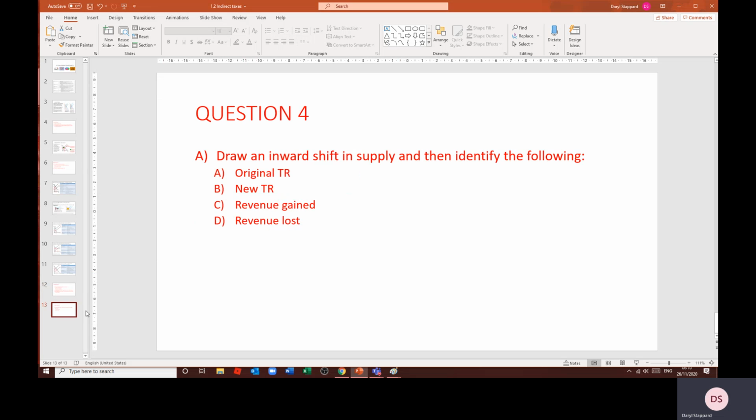Right, then I want you to think about these questions. Now, I've not been through this, but I want to see what you can do, and we'll be looking at this one together in class. Draw an inward shift in supply to show the impacts of an indirect tax. Could you show me the impacts on the revenue of firms when we introduce these taxes into the marketplace? Okay, so have a go at this question as well.